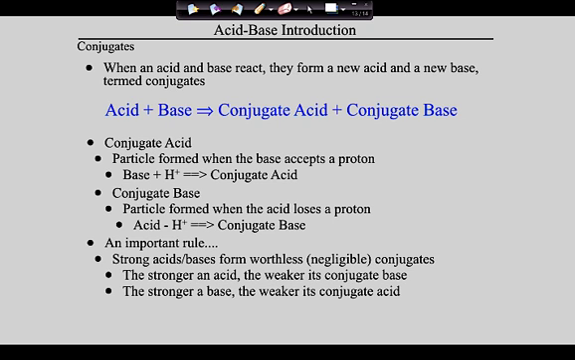So the stronger an acid is, the weaker its conjugate base is. And the stronger a base is, the weaker its conjugate acid is. But you're going to find out, guys, it's a sliding scale.